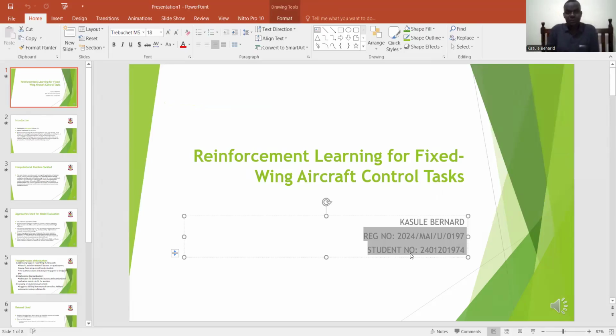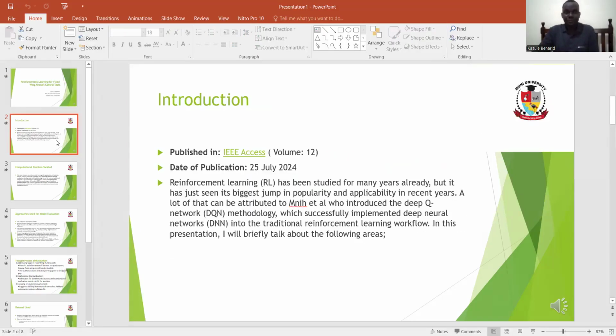And today I'm going to go through reinforcement learning for fixed-wing aircraft control tasks. For my research, I've picked it from the IEEE, that's the source I've used, and the date of publication is 25th July 2024.